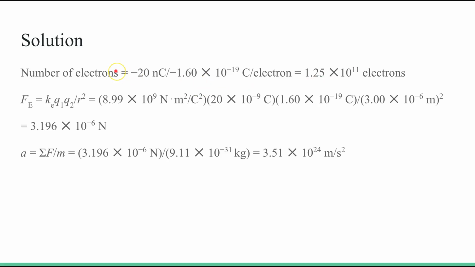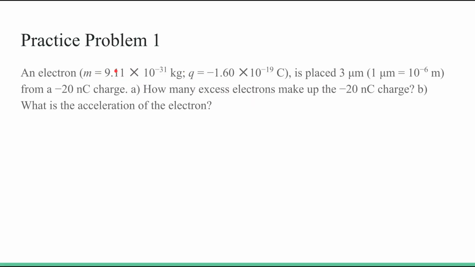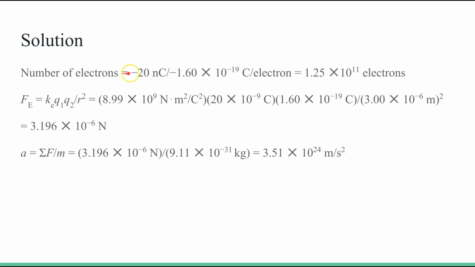So the number of electrons will be negative 20 nanocoulombs divided by negative 1.6 times 10 to negative 19 coulombs. Why did I do that?